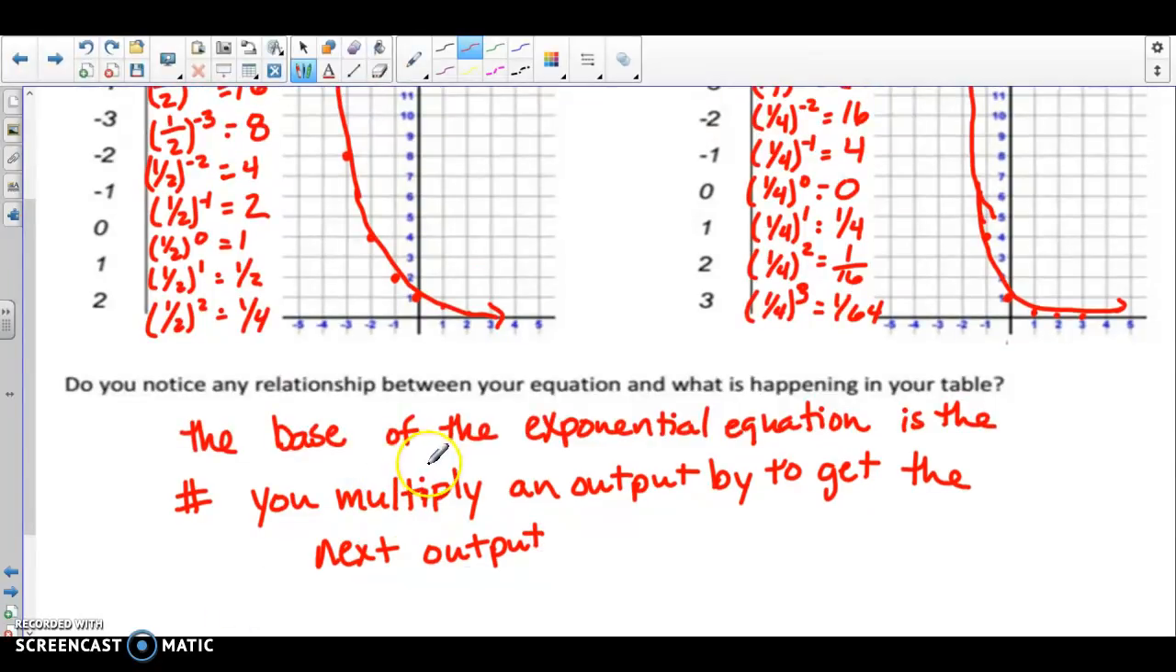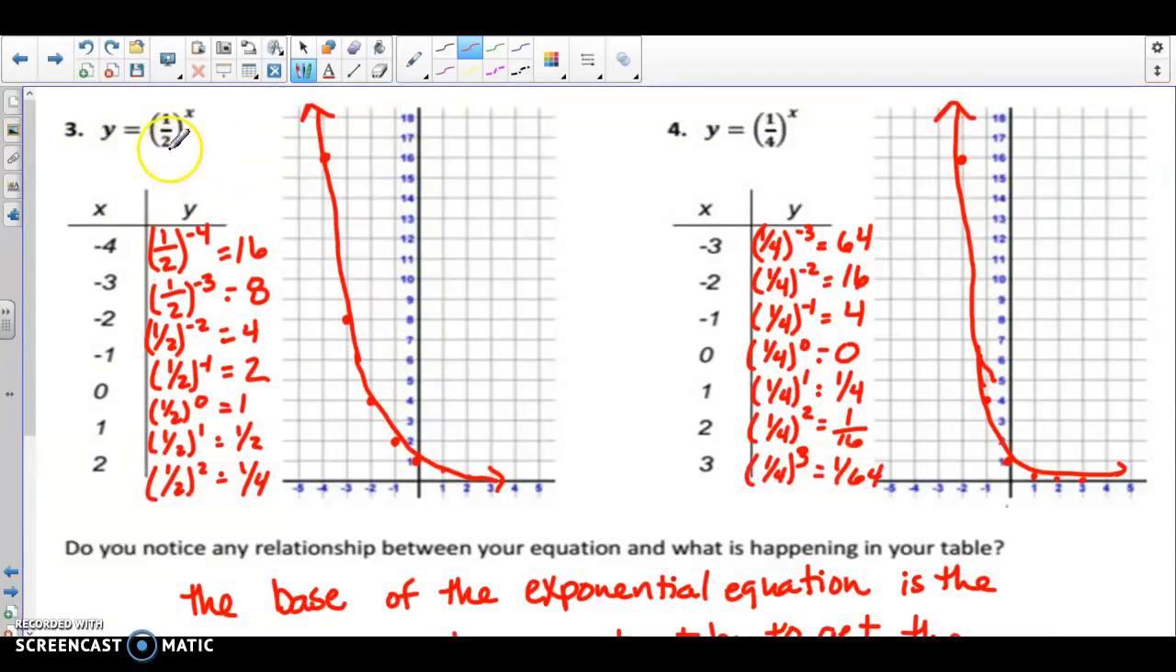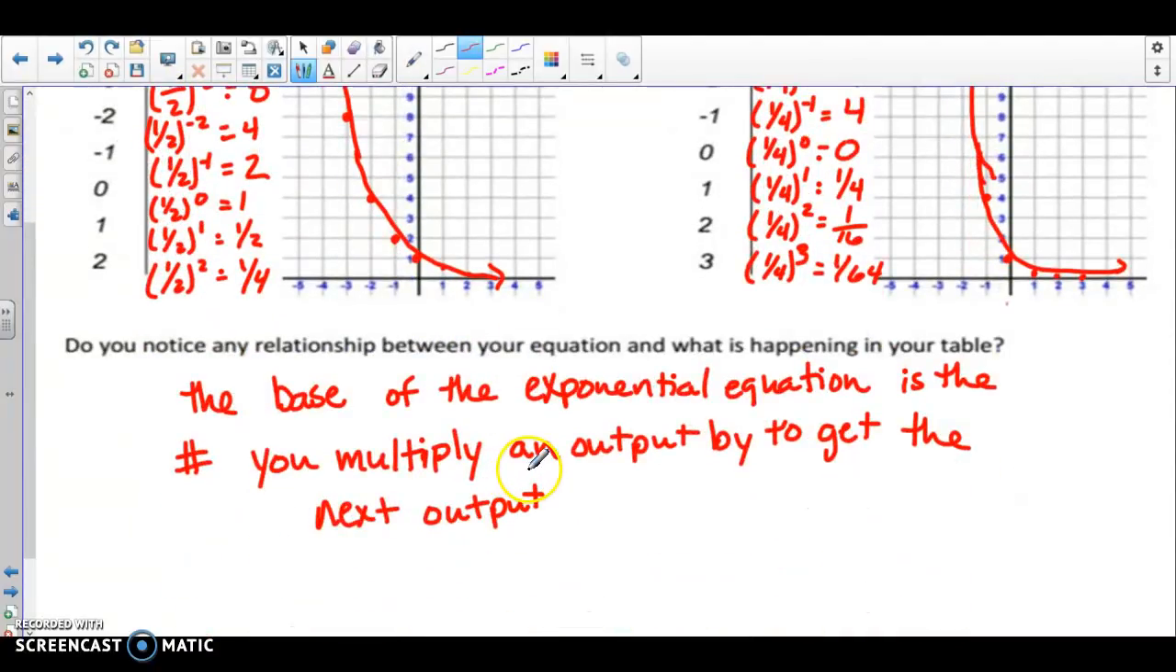Okay, so for example, 16 times 1/2 is 8. 8 times 1/2 is 4. 1/2 is our base. That's what's being raised to the exponent. That is our base. Okay, go ahead, pause, ask questions if you need, and then go ahead and flip to the back page.